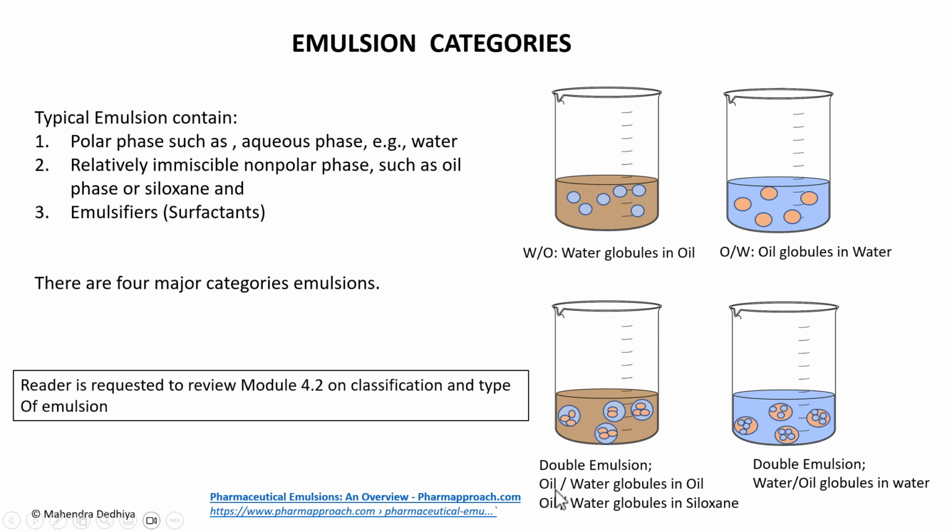Double emulsion. Oil/water globules are dispersed in oil. So this is an emulsion of an emulsion. It can also be oil and water globules, that is oil and water primary emulsion, dispersed into a siloxane continuous phase. Double emulsion can also be water and oil globules dispersed into water phase. Reader is requested to review Module 4.2 on classification and type of emulsion for additional information.